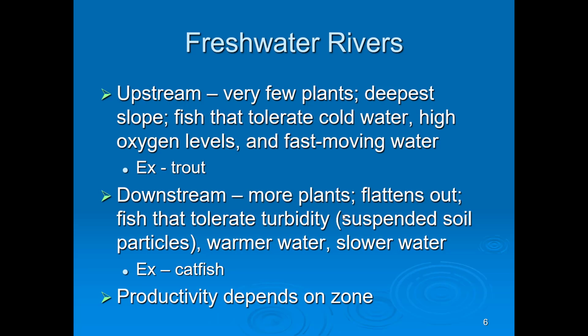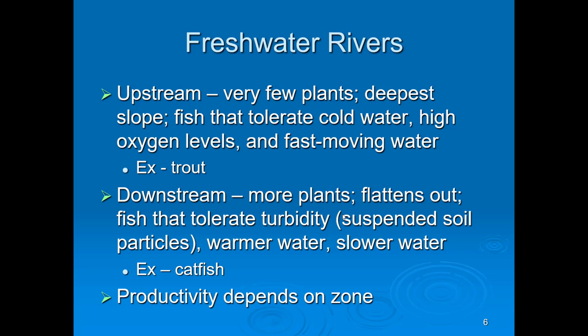Okay, downstream, you're going to have more plants because think what's happening. As the river rushes down from upstream to downstream, it's picking up all of this dirt, all of this sediment, and so it has more nutrients in it, so there's more plants. Rivers also flatten out and get wider and shallower, so it gets warmer. So you're going to have more plants there. You also are going to have fish that tolerate what's called turbidity. That is something that you're going to want to jot down somewhere. That is suspended soil particles. It just makes it look muddy. The water is also moving slower. Classic example there is catfish. Okay, so you should be able to differentiate between upstream and downstream.